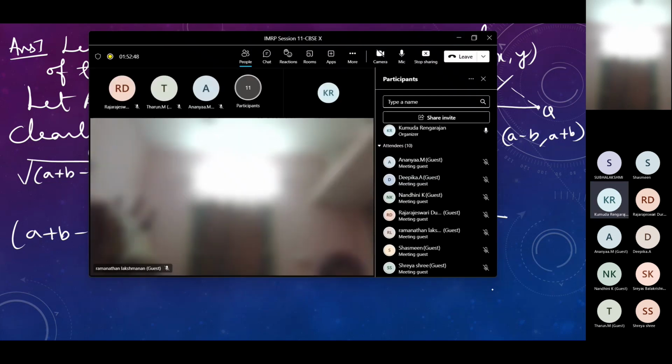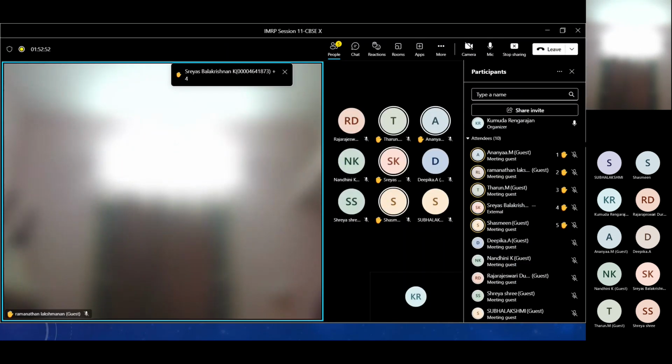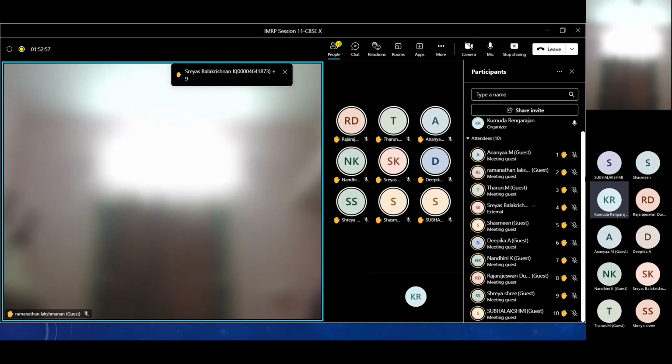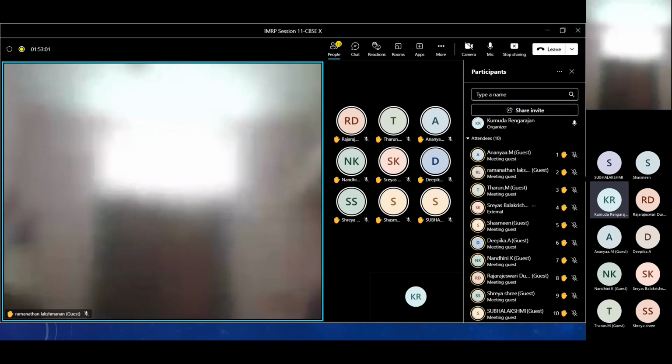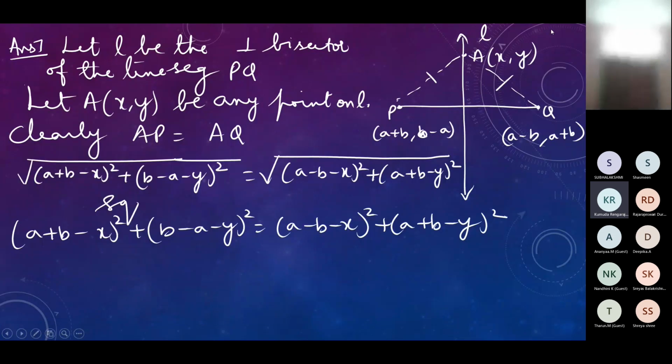Class, use the emoji, raise your hand. Ananya, Ram, Tarun, Shreyas, Sashmin, Deepika, Nandini, Raja Rajeshwari, Shreya, Shri, and Lakshmi. Very good, children. Thank you so much.